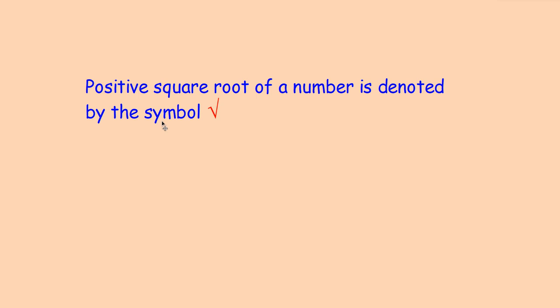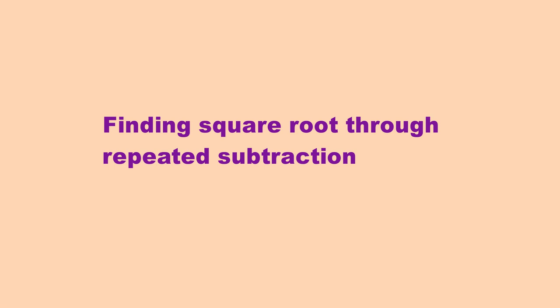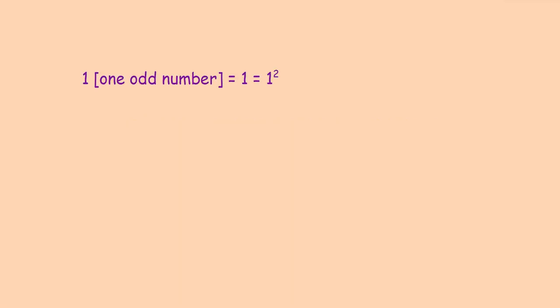Positive square root of a number is denoted by the symbol square root. That is, 1 square is equal to 1. We can write square root of 1 is equal to 1. Similarly, square root of 4 is equal to 2. Square root of 9 is equal to 3. And square root of 16 is equal to 4. And so on. Now let us discuss the method to find out the square root. The first method is finding square root through repeated subtraction.